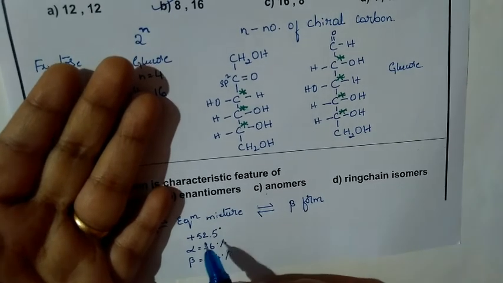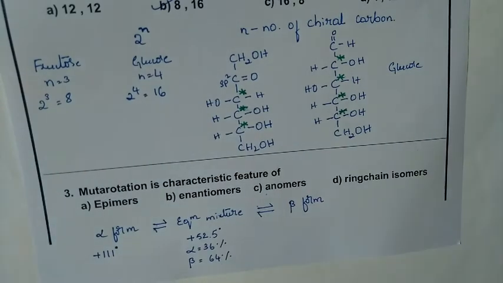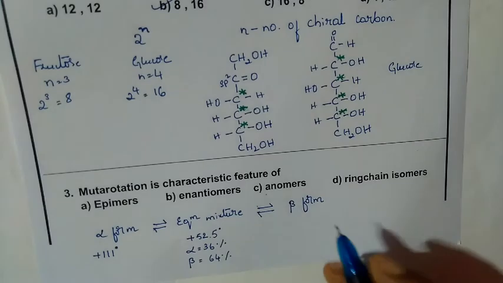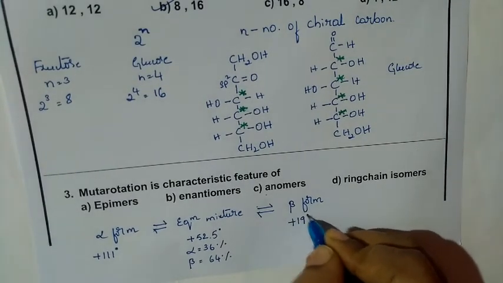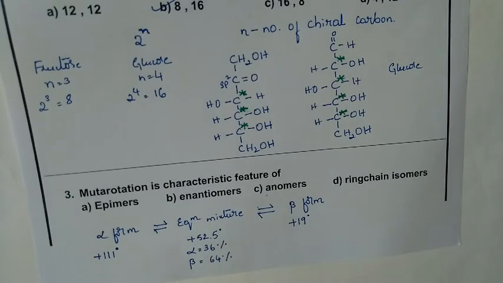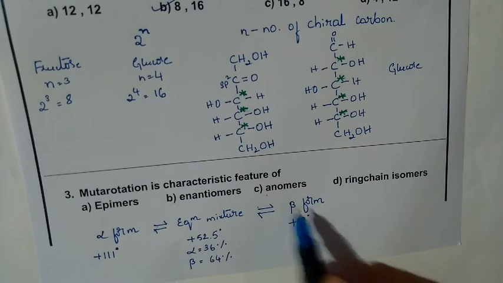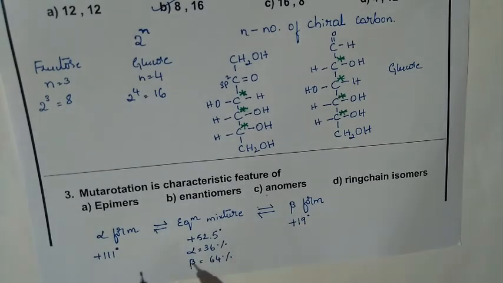That means a spontaneous change in the specific rotation is going to take place, and it is going to form an equilibrium mixture. When you consider beta form, the specific rotation is plus 19.7 or plus 19.2 degree. So it is based upon which one? Alpha form and beta form only. The entire mutarotation concept is based on alpha form and beta form.